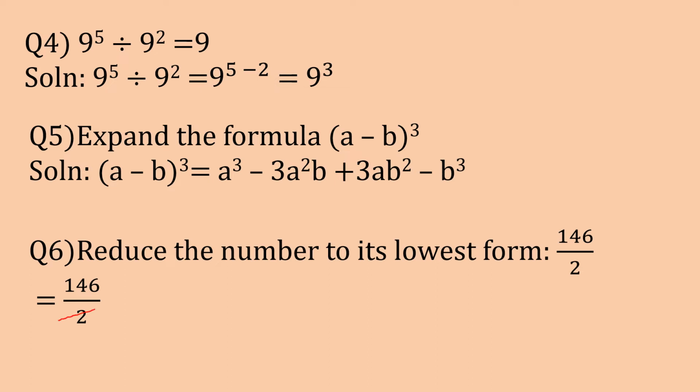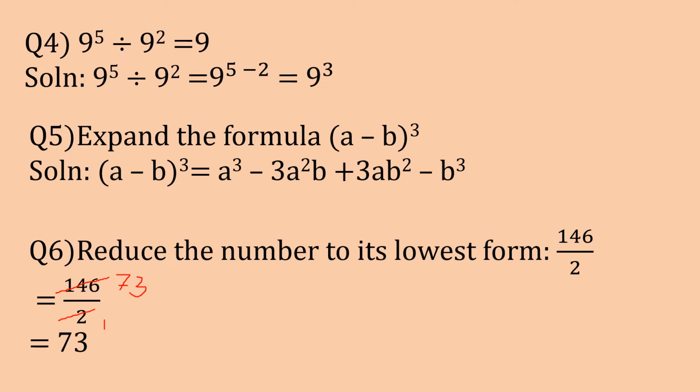So 2 ones are 2 and you'll get 14 here. Now 2 sevens are 14 and 6 is there at the back. So 2 threes are 6. So you'll get, students, 73. Are you getting me? So 73 upon 1, that is, the answer is 73.